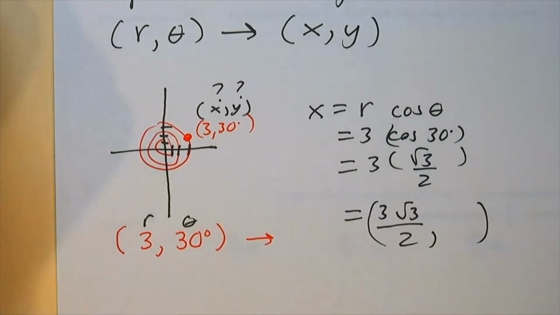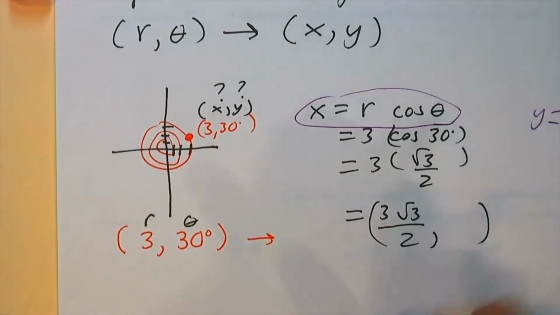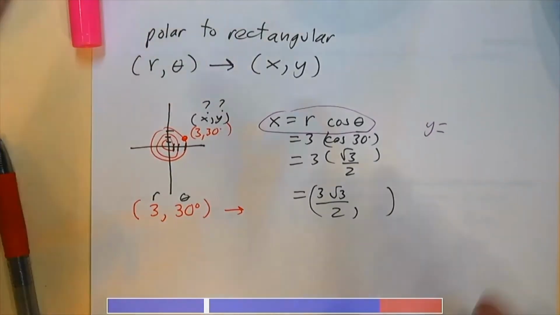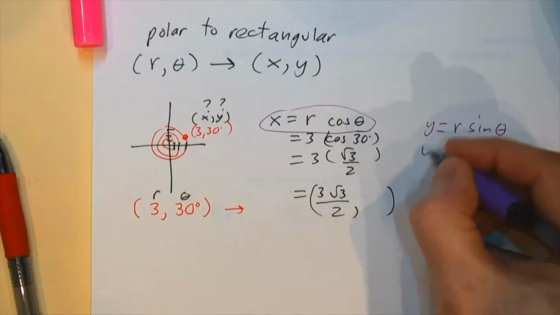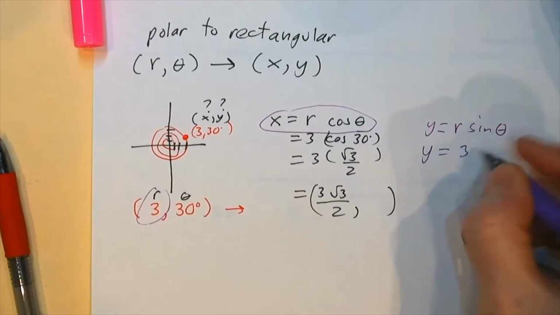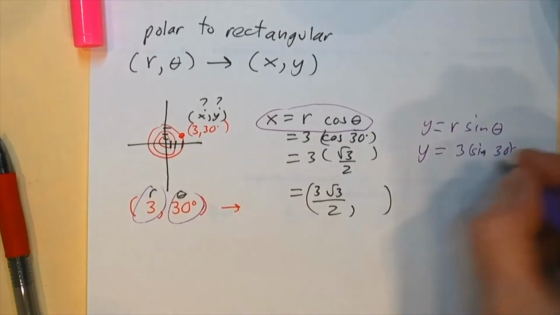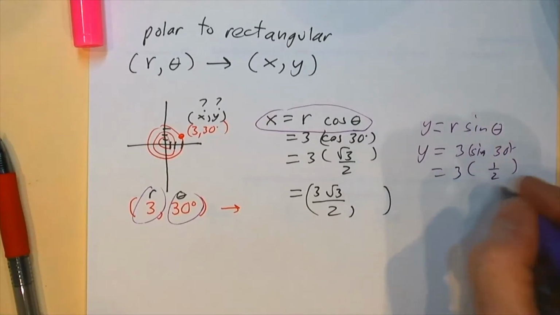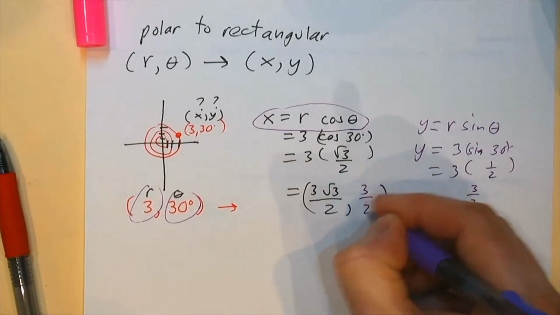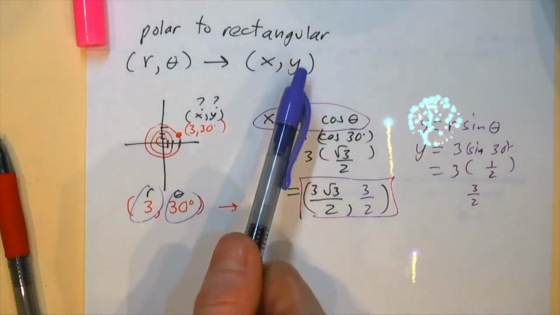Now, let's do it for the y. So that's x. Let's do y. Y is, I gotta zoom out here so we can see what's going on, r sine theta, because remember y is the sine, so you just take r, 3, sine of 30, and sine of 30, look him up, he's 1/2, 3 times a half is 3/2, and ta-da, you did it.